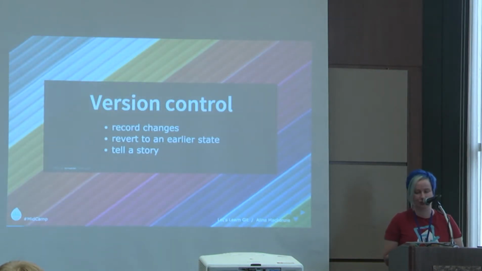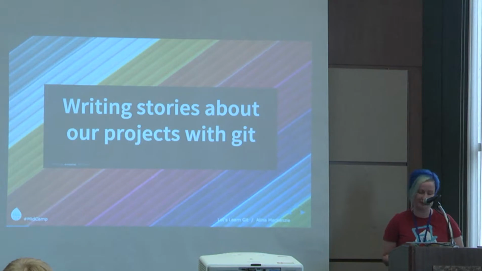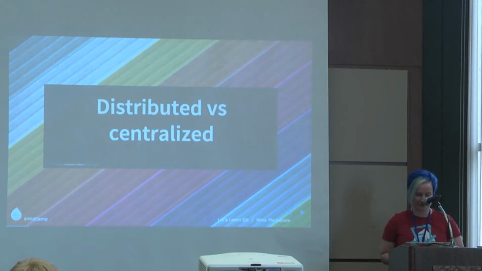So, version control, why do we use it? One, we want to know what changes have taken place in our code or in our files. Two, we want to get back to a safer place when we make mistakes. And three, we also want to tell a story about our project and code. So this is really writing stories about our projects with Git.